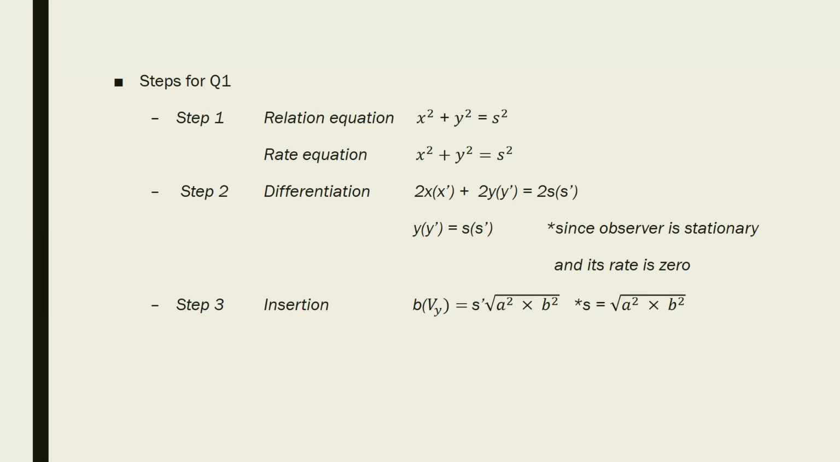In our third step, we insert the result into our rate equation. Since s equals the square root of a squared plus b squared by the Pythagorean theorem, bv equals s prime times the square root of a squared plus b squared. The fourth step is to solve the equation, and we find our answer: s prime equals bv over the square root of a squared plus b squared.